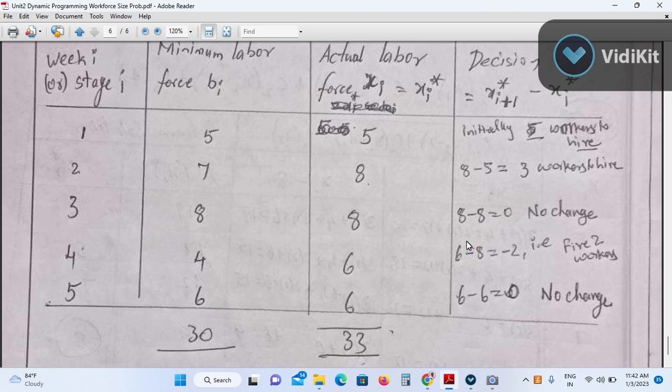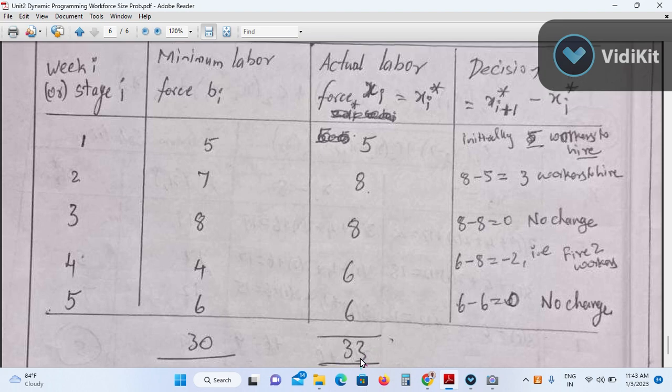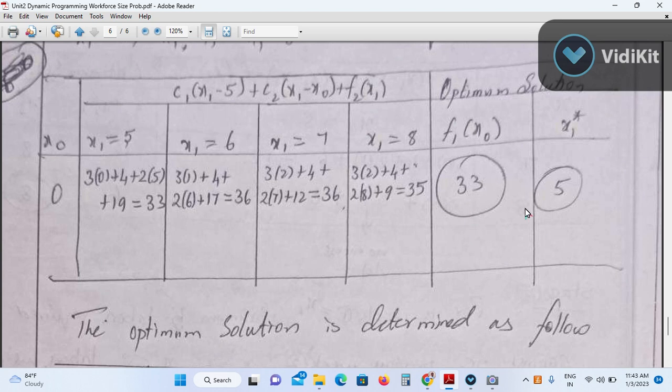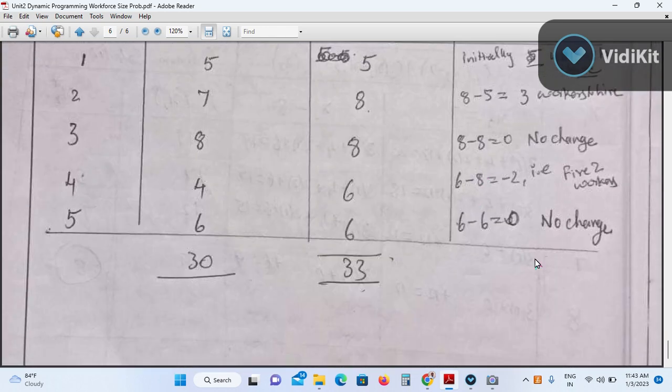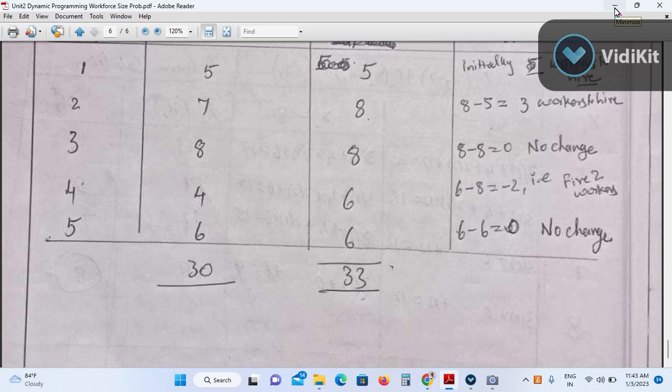So what is the optimality here? For completing the entire project, how many workers do you need in total? Optimality, so just total this up. So 33. But here you are given a minimum of 30 laborers. If you go with this minimum, you cannot complete your project within the stipulated time. In that sense, you need additionally 3 workers. So this will be reflected here in the initial stage, the 33 workers. So this is one of the nice examples for the workforce size model. I hope you are clear about this topic.